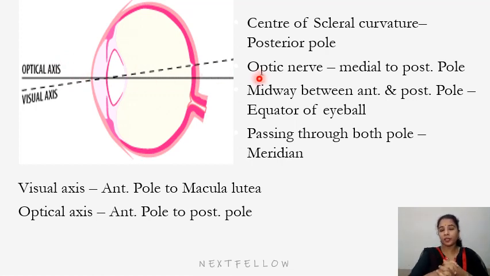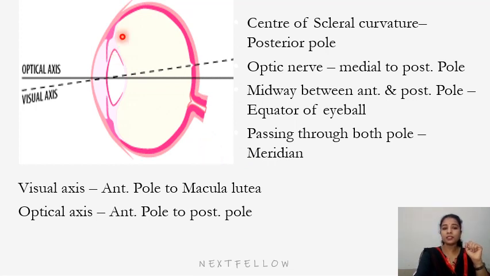Next, about the optic nerve. The optic nerve lies slightly medial to the posterior pole. This is the posterior pole. The point where the optic nerve originates is called the optic disc, where the optic nerve pierces the sclera, which is called the cribriform sclerae, which makes holes in the sclera, and pierces the sclera to emerge from the eye. So this area is called the physiological blind spot, because there are no rods and cones in the optic disc.